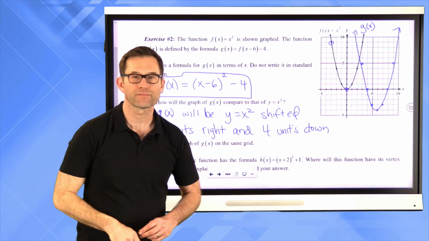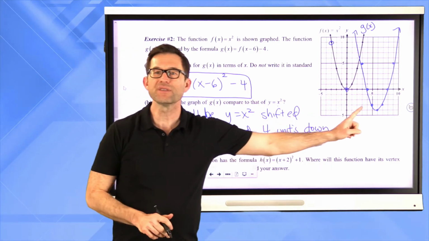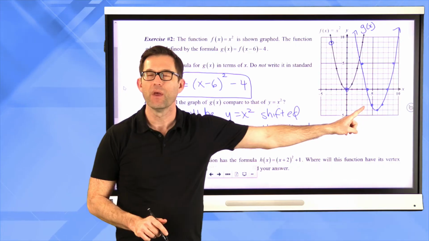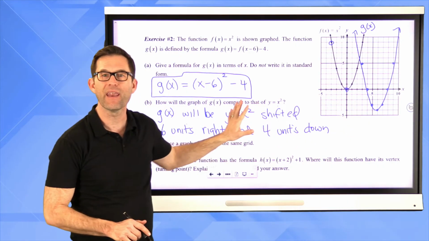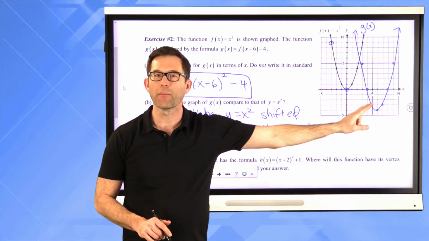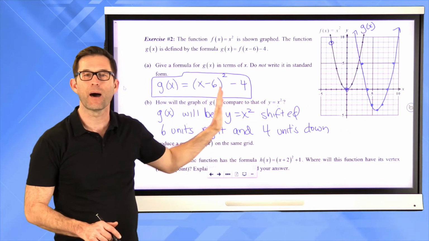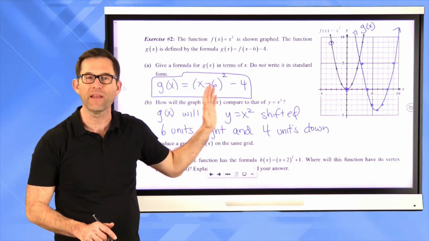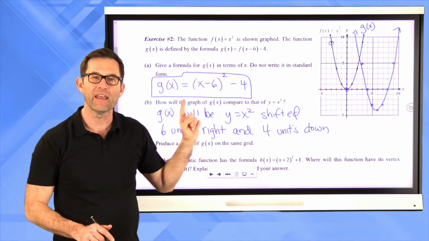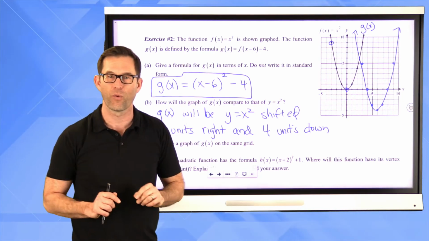Okay? Simple. Now, by the way, notice, where is the turning point of this function? The turning point of this function, I know I didn't ask about that here, but the turning point of this function is at 6 comma negative 4. And do you already see how that 6 comma negative 4 is showing up in the formula itself if it's written in this particular form and not standard form?